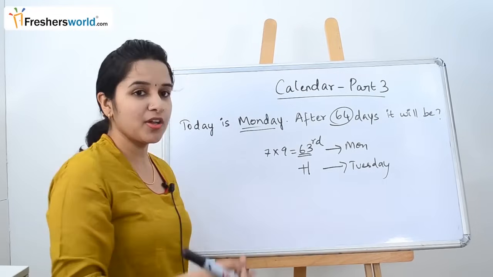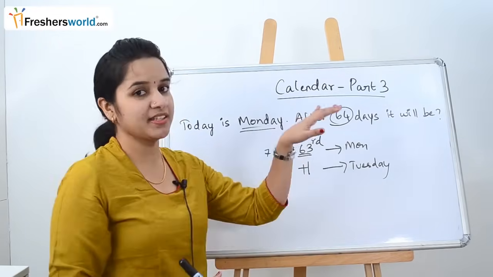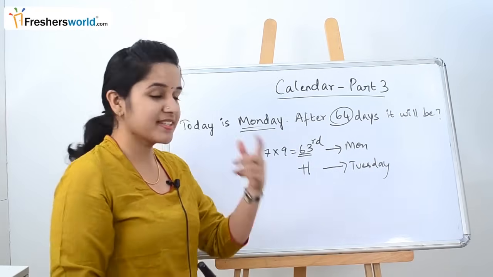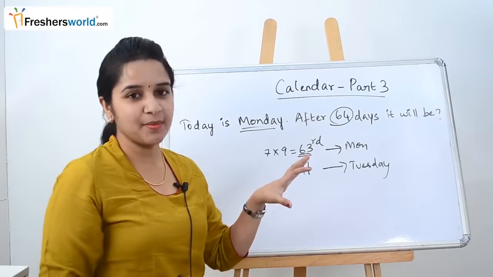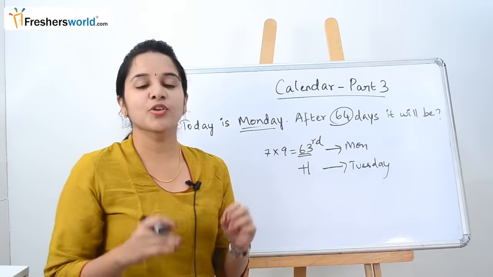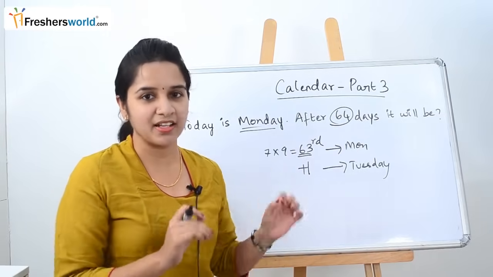Similarly, if they ask what the 62nd day is, what do you do? You know the 63rd day is Monday, so you subtract 1. So the 62nd day becomes Sunday. They will ask you the same question by manipulating the number of days. What do you do? You go to the closest multiple of 7 to find the correct day that they've asked for.